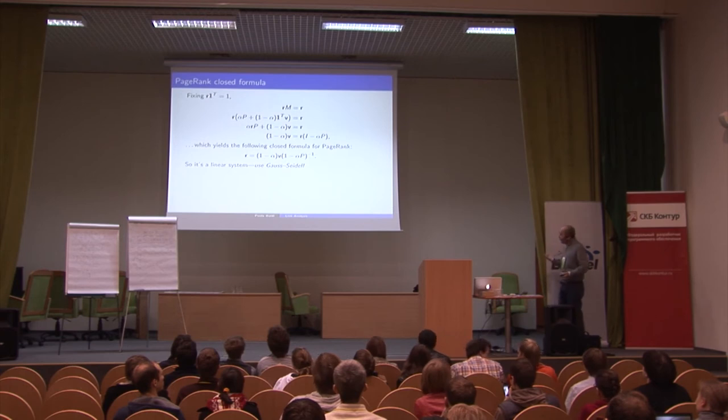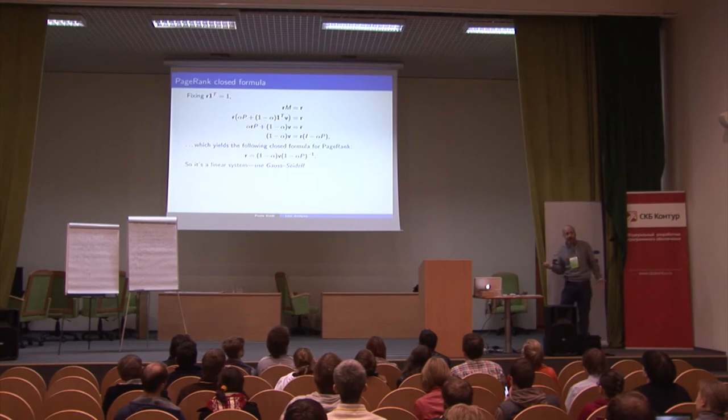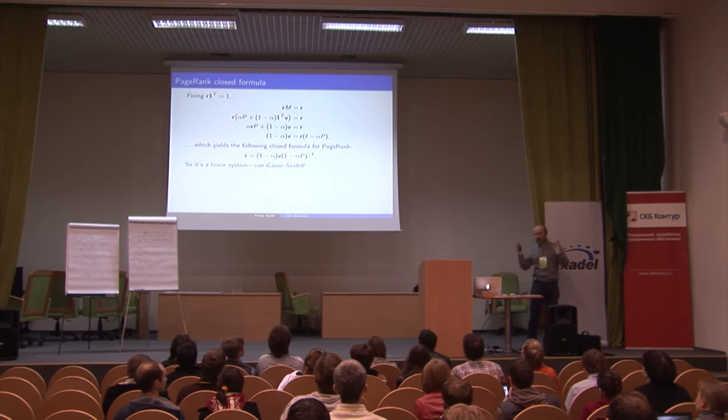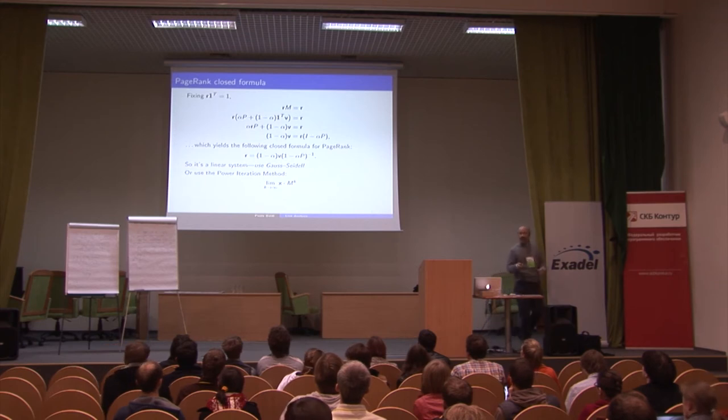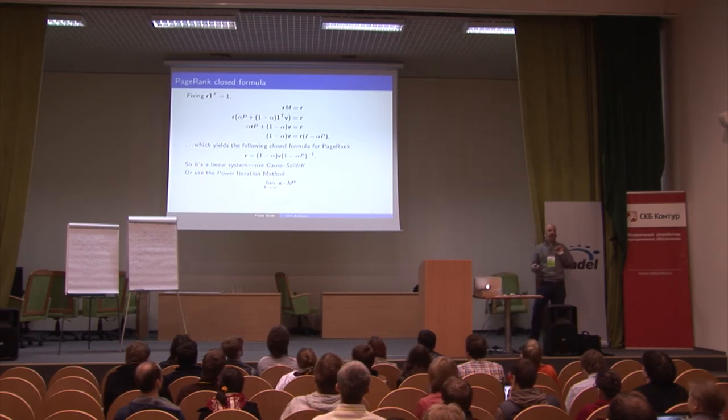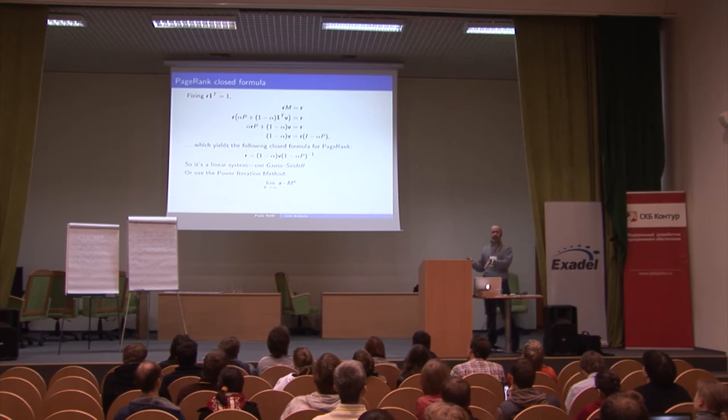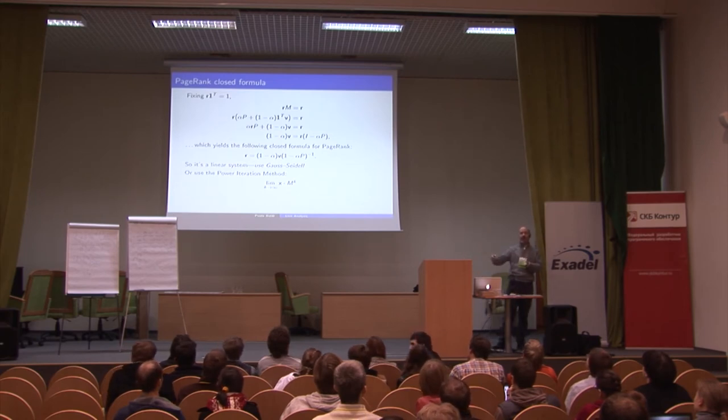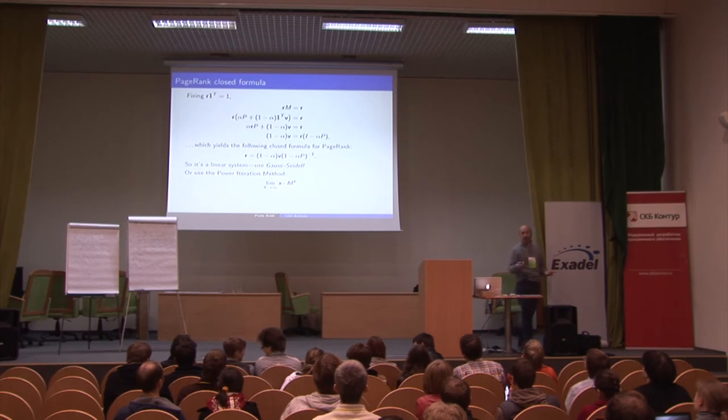Of course, you cannot really invert the matrix. But you can, for example, use Gauss-Seidel to solve this system. So this is a linear system, and you solve it via some linear system solution, like Gauss-Seidel or Jacobi or whatever you like. Or you can use the power iteration method. That is, you start from any distribution, and you start multiplying it by M. From the general theory of Markov chains, if you have an ergodic Markov chain M, you can get the limit distribution by taking any starting distribution and multiplying it by M. It will stabilize to the solution you want.